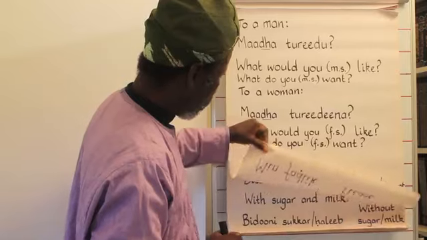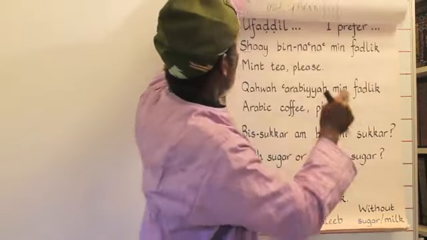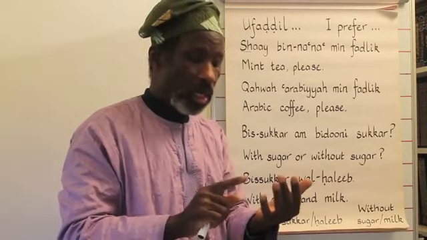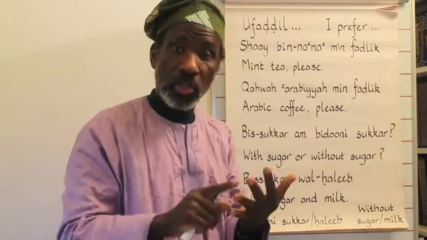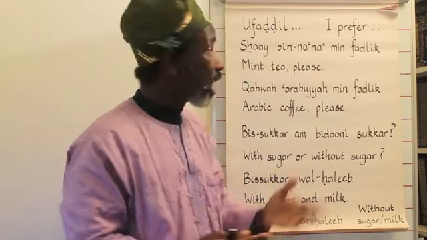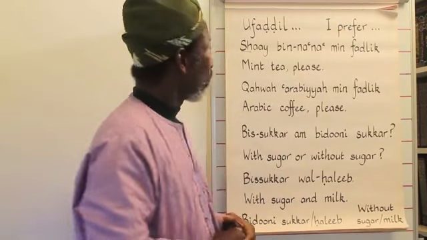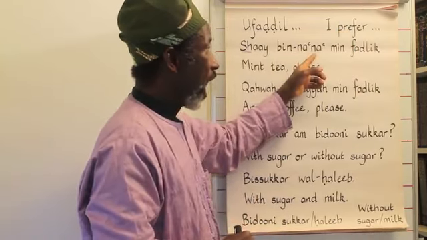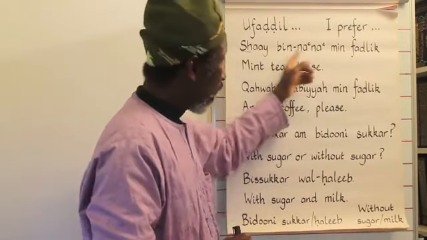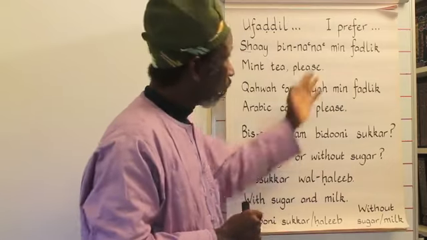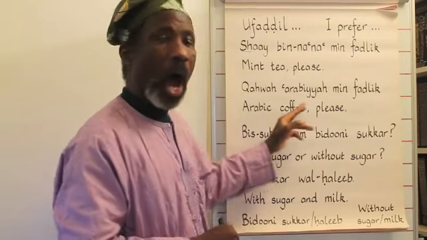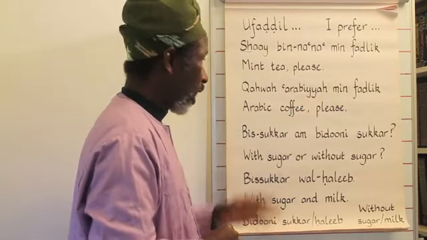Well done. This is to say I prefer. We learn أحب, أريد. Now we're going to learn أفضل. أفضل, I prefer. شاي بنعنع من فضلك. Remember, شاي, that's tea. بنعنع, with mint. من فضلك, please. Minty, please. قهوة عربية من فضلك. Arabic coffee, please.